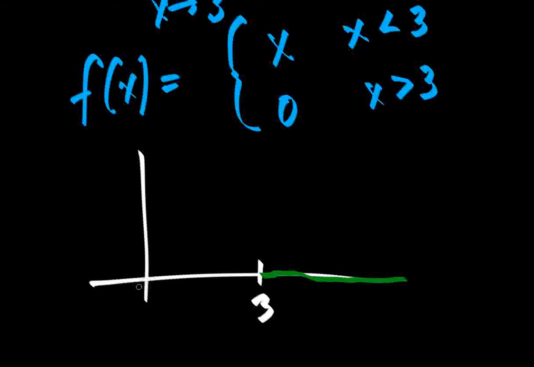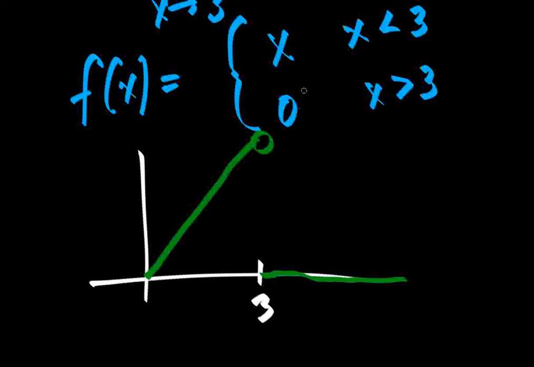So this function looks like this. Nope, that's not right. Like this. And then there's kind of a hole. There's a hole at 3. We don't know what it is exactly at 3. So here's what this function looks like, kind of piecewise. Less than 3, it follows the line y equals x. And to the right of 3, it follows the line y equals 0.